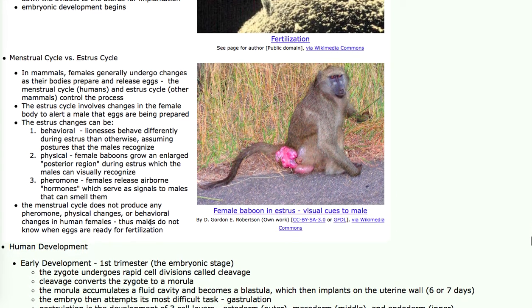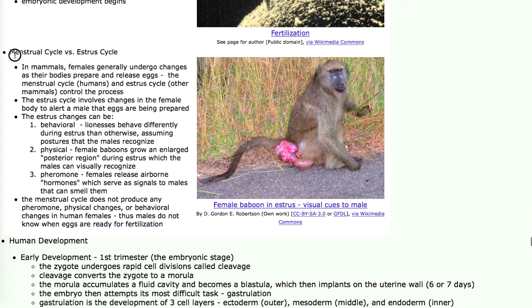Now, in other mammals, instead of a menstrual cycle, there's an estrous cycle. It is confusing of why in humans, males cannot determine when eggs are present. Females cannot determine when eggs are present. In other mammals, like in this baboon, this really bright, tumorous, red-looking buttocks indicates to the male that there are eggs present, and this female is ready for mating. Obviously, we don't do such things.